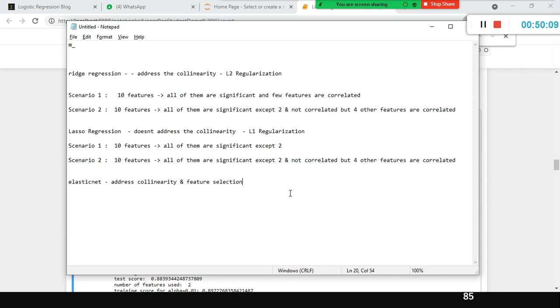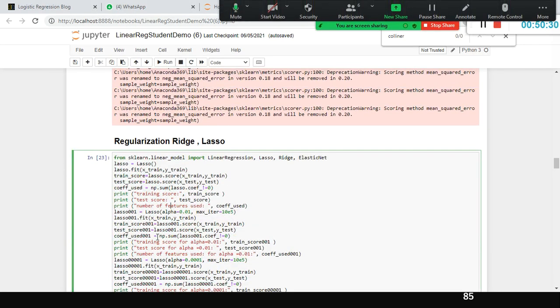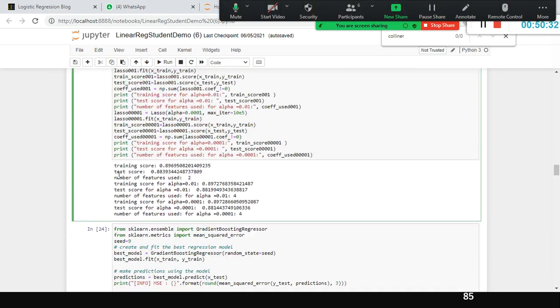Whereas lasso regression, while it does the feature selection, is not addressing the collinear variables. It blindly includes the collinear variables. To address this, there is something called elastic net. It is a hybrid of both ridge as well as lasso regression. That's all. This is the theory part, and this one I will explain later.